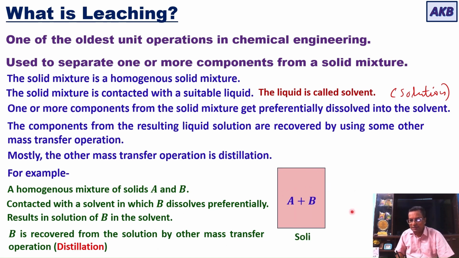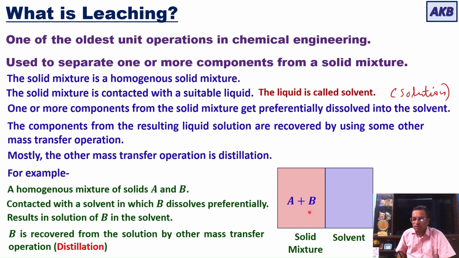You can understand this with the help of this schematic diagram. Let us say that this is the solid mixture containing two components A and B, and it is contacted with a solvent which can preferentially dissolve B in it. A is not soluble in the solvent, so B will get transferred from the solid mixture to the solvent, and you will have a solution of B in the solvent. Then you can separate B from the solution by using another mass transfer operation, which in most cases is distillation.